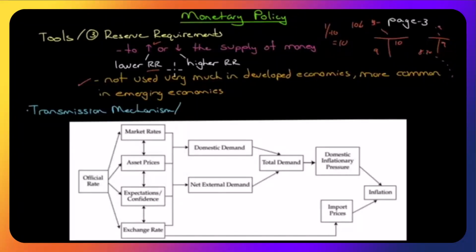So let's say you lowered it to 5%. 1 divided by 0.05 would equal 20. That means every dollar deposited can create up to $20 in loans because of fractional reserve banking. And if you want to decrease the supply of money, you would have a higher reserve requirement.